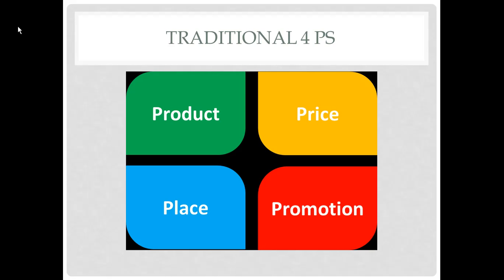Okay, let's look at the traditional four P's of the marketing mix. We are saying traditional four P's in the sense that these four P's can also apply to the marketing of our products. Traditionally, these apply to both services marketing and product marketing. And these four P's are product, price, place, and promotion. You can see that they have been called four P's in the sense that all of them start with a P. So we have product, price, place, and promotion.